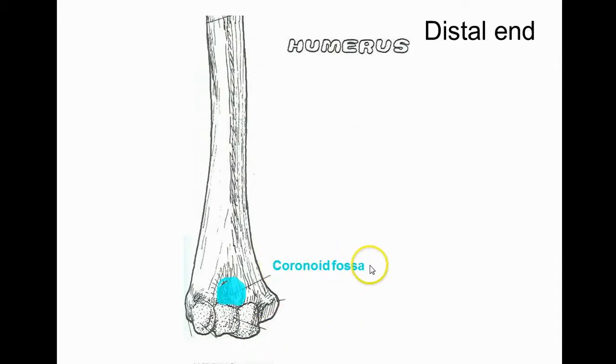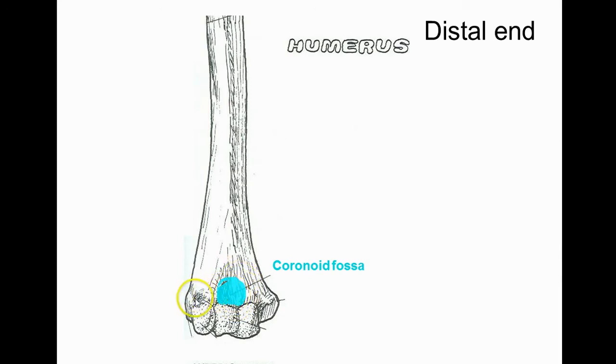It is a shallow depression, and when your ulna makes a joint with the humerus and you bend your elbow, there's a tip of the ulna that's going to fit into this fossa. So if this wasn't there, you would not be able to bend your elbow as far as you can. So coronoid fossa right there. It's the more medial of the two.